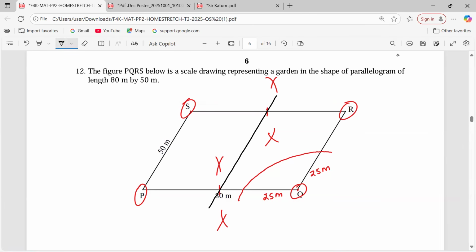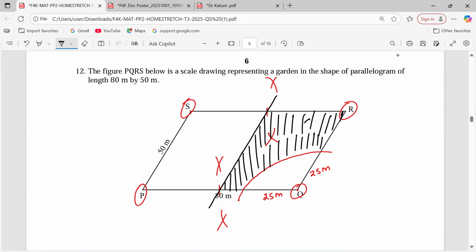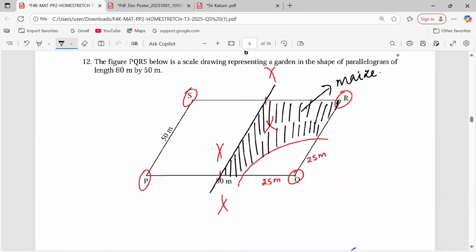Now this maize is supposed to be planted closer to QR than PS. So it should be on this side. Remember, it should be beyond 25 from Q. So this is the area now where maize shall be planted. So maize is going to be within that region. All of that region is maize. So that's how you interpret the question on Loci.